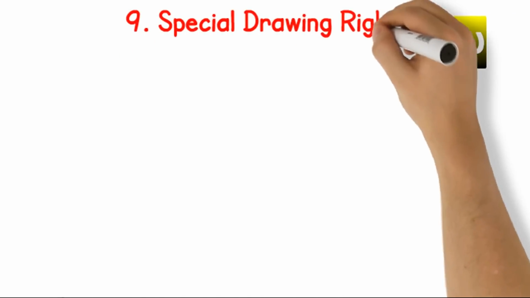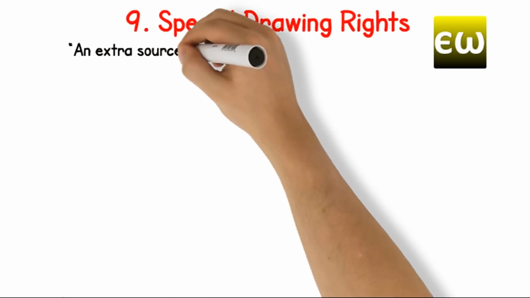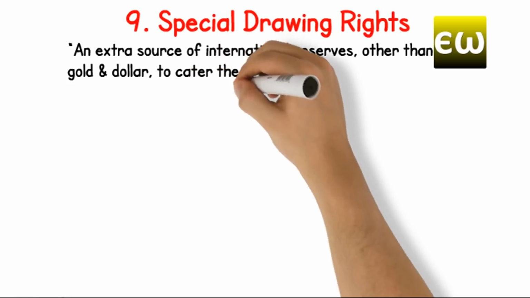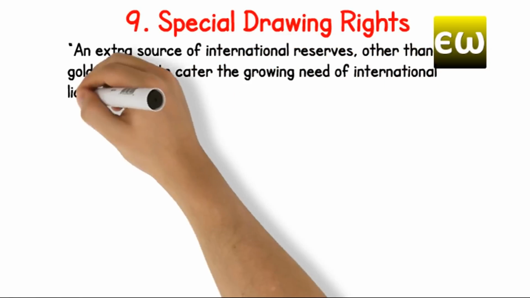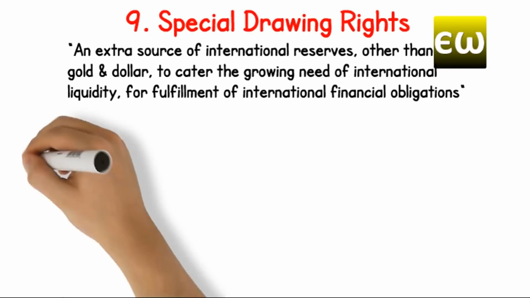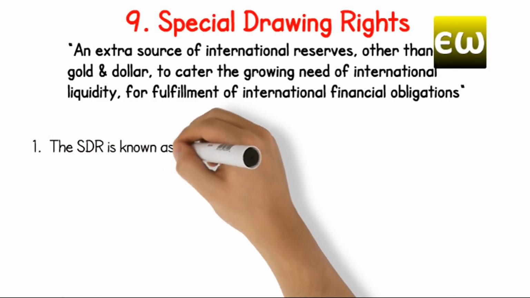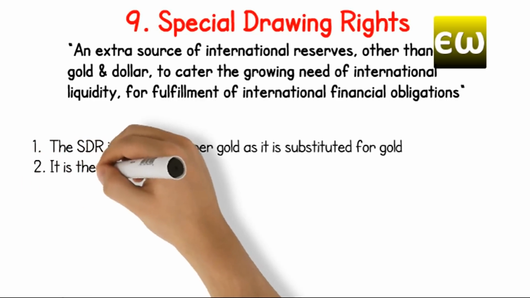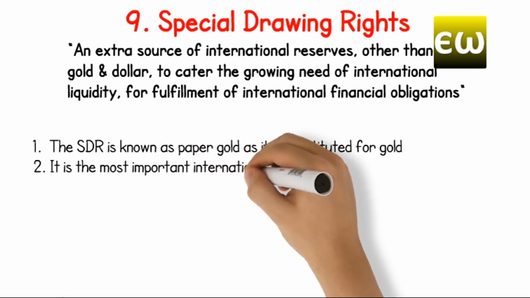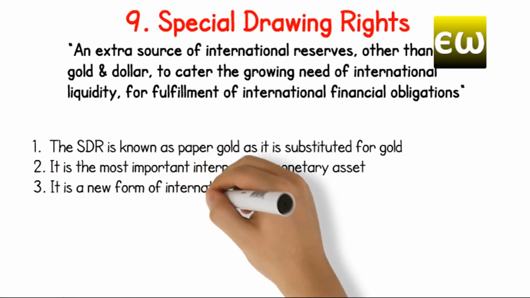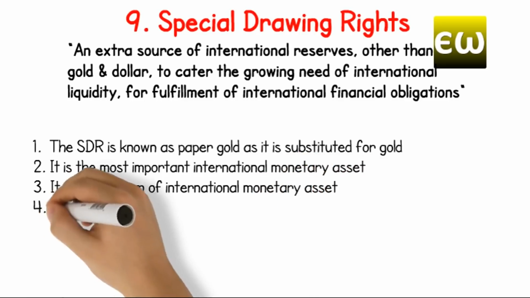Special drawing rights. An extra source of international reserves, other than gold and dollar, to cater the growing need of international liquidity, for fulfillment of international financial obligations. 1. The SDR is known as paper gold as it is substituted for gold. 2. It is the most important international monetary asset. 3. It is a new form of international monetary asset.